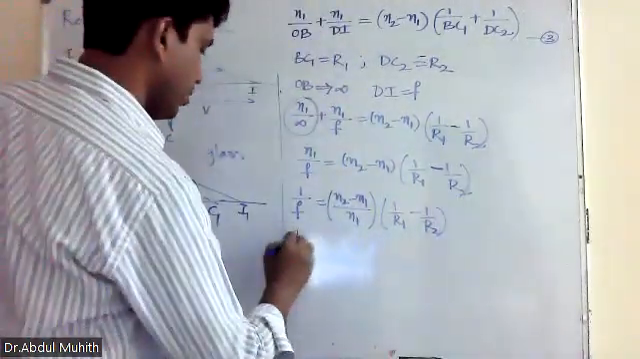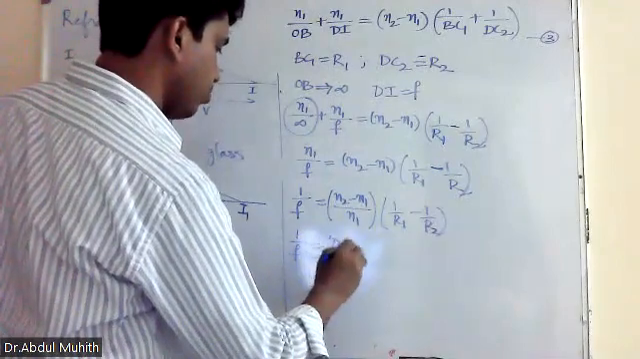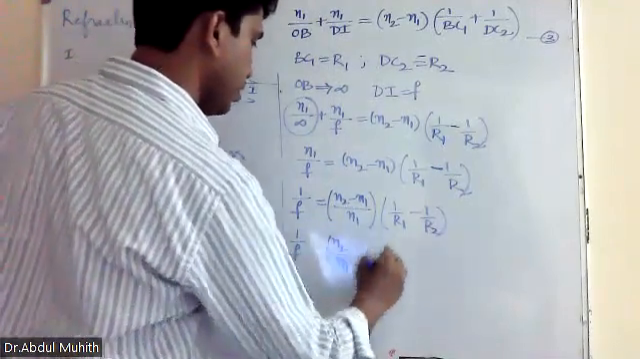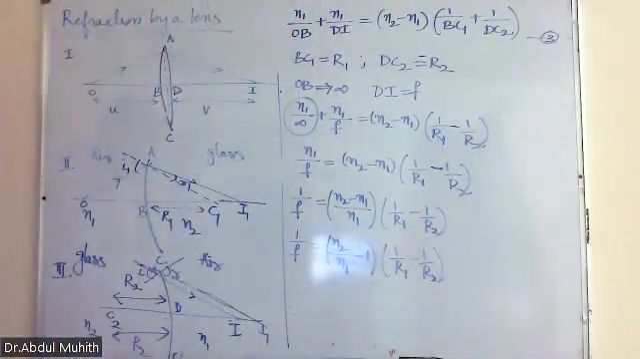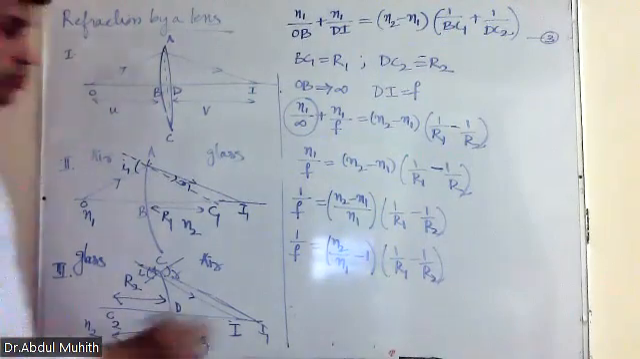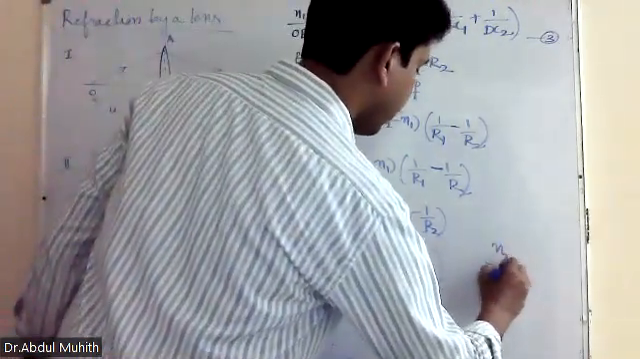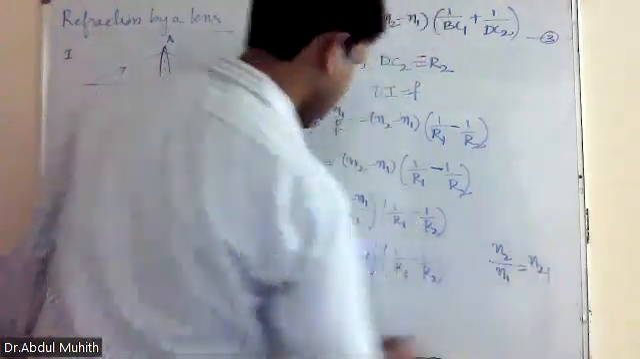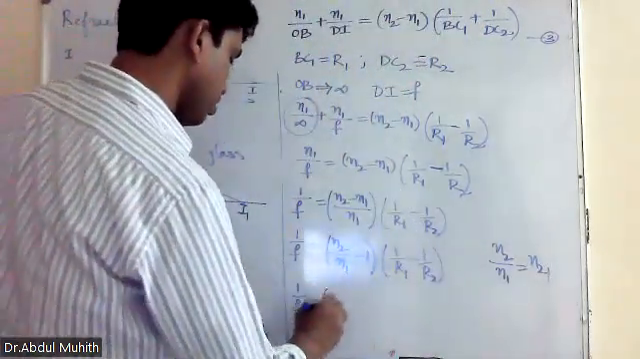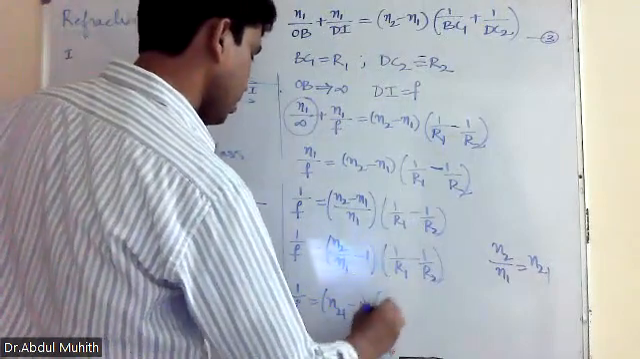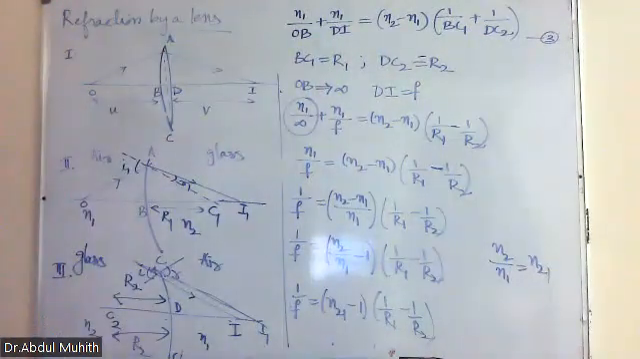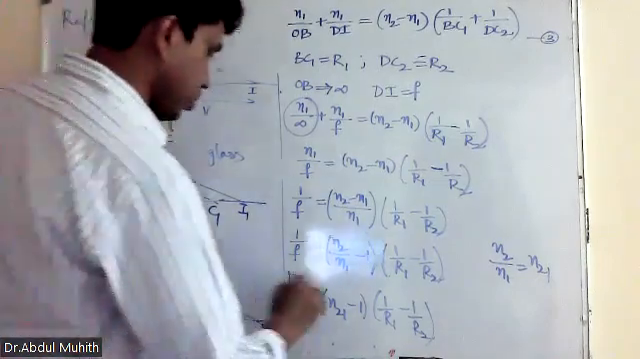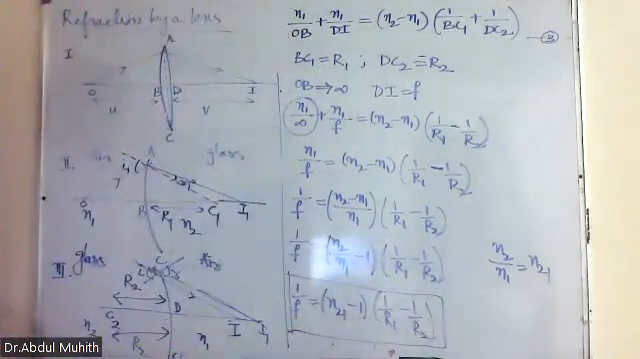So it is equal to what? 1 by F is equal to N2 by N1 minus 1 into 1 by R1 minus 1 by R2. So N2 by N1 is equal to what? N2 by N1 is equal to N21. So 1 by F is equal to N21 minus 1 into 1 by R1 minus 1 by R2. Is that clear? So this is what is called the lens maker formula. 1 by F is equal to N21 minus 1 into 1 by R1 minus 1 by R2.